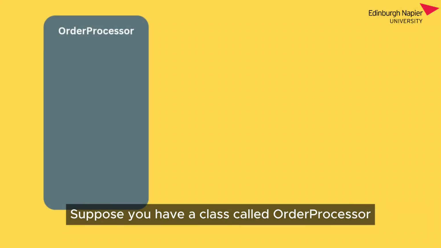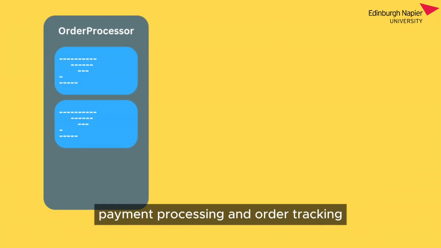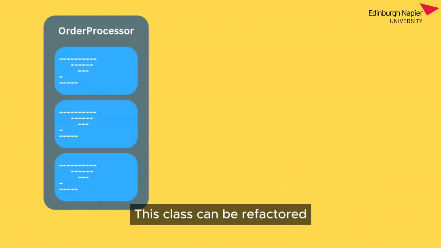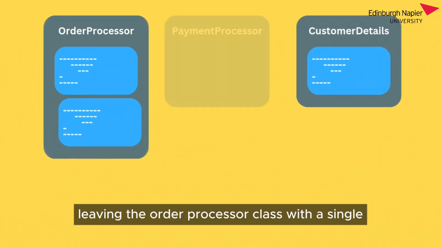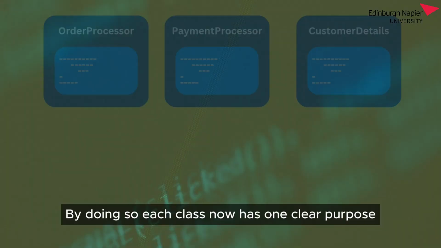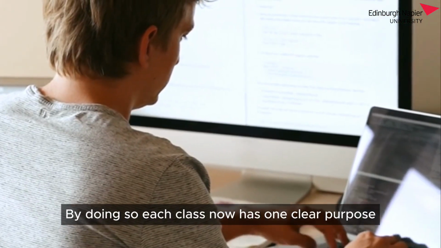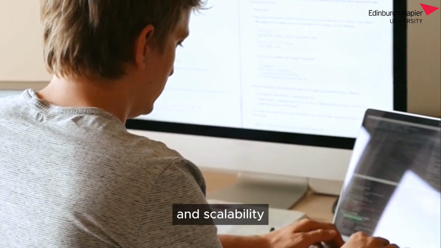Let's consider a simple example. Suppose you have a class called Order Processor that handles customer details, payment processing, and order tracking. This class can be refactored by creating separate classes for handling customer details and payment processing, leaving the Order Processor class with a single responsibility of order tracking. By doing so, each class now has one clear purpose, which enhances the code's maintainability and scalability.